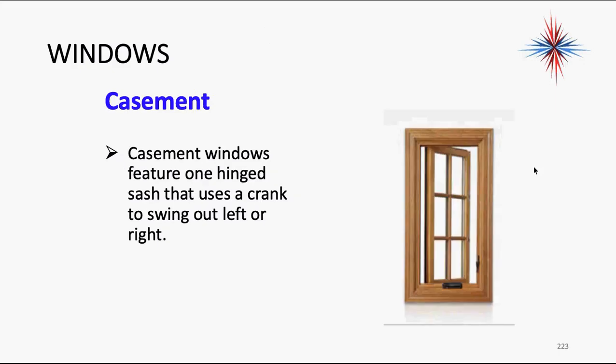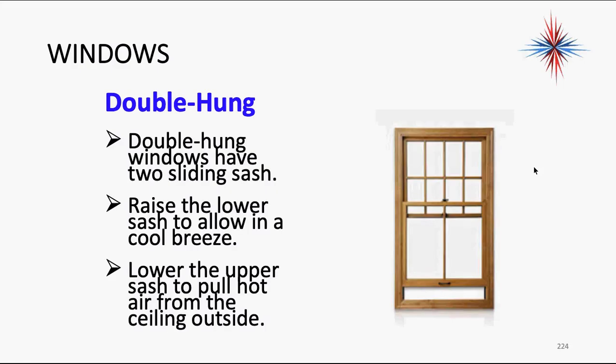Casement windows use a hinged sash that cranks to swing out to the left or right. That's a casement window. Double hung, those are the most frequently seen windows. Up or down, open or closed. Slides in a track, usually has a weight or a counterweight or spring on it to hold it in place.